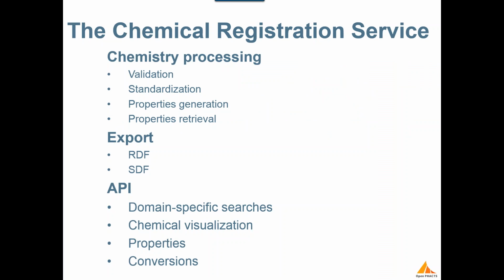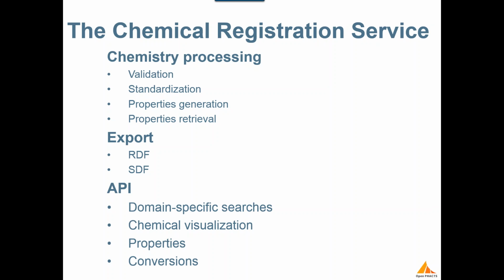Yes. So the red rectangle was outlining the responsibility of the chemistry registry system. It's only part of the whole overall Open PHACTS platform. So what does the chemical registry service provide? Broadly, it can be split into three main areas.